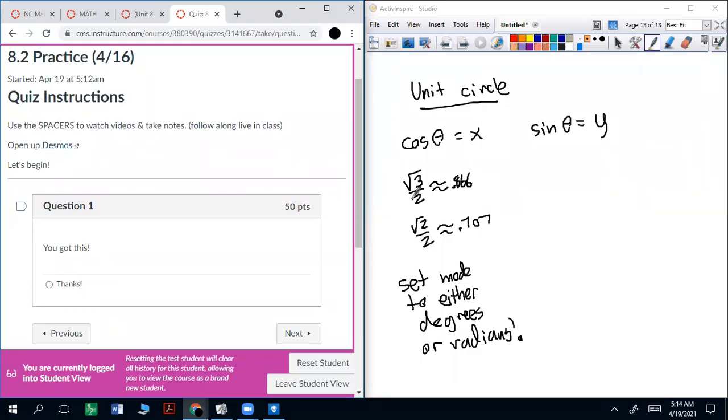Okay, this is going to go over the 8.2 practice. A couple of things you want to know on this, especially if you didn't attend class the other day, is watch the video first going over the unit circle. But on the unit circle, you want to know a couple of different facts.